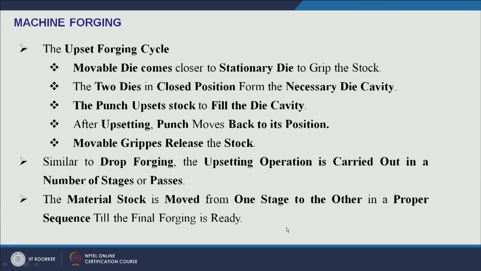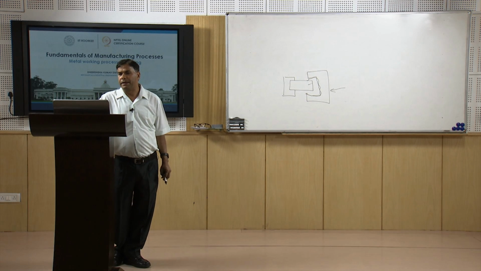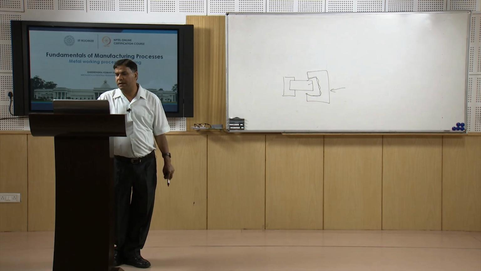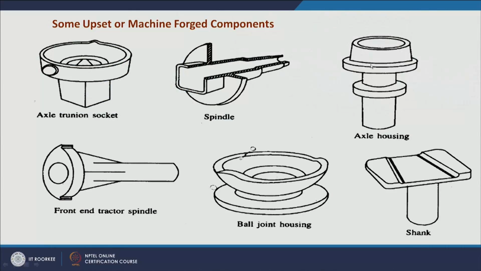The upsetting operation is carried out in a number of stages as per the required complexity of the shape, and the stock material is moved from one stage to another in proper sequential manner. So, as per the complexity of the shape, different stages can be followed. These are the different products which can be made having one end of smaller cross-sectional area than the other end, and these kinds of shapes can be made easily using the machine forging process.